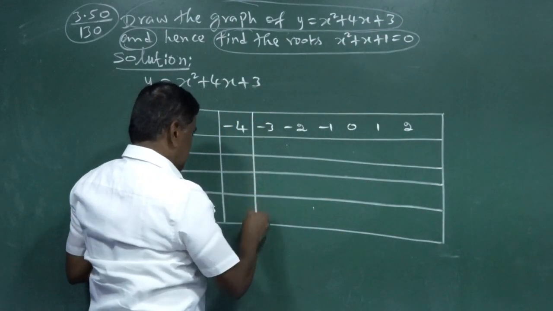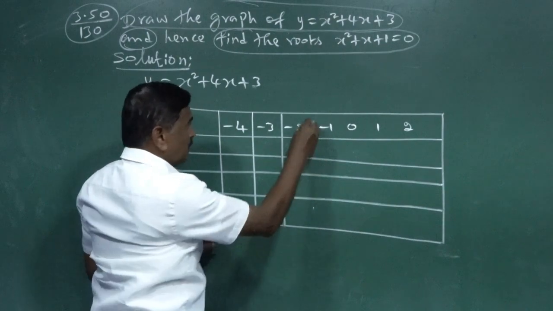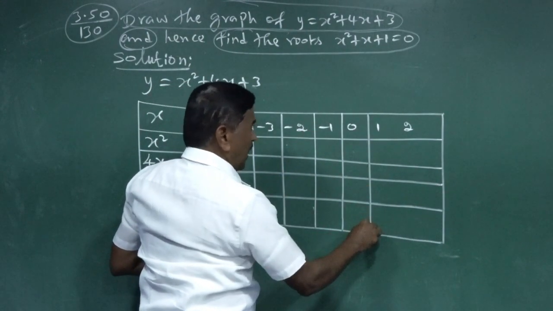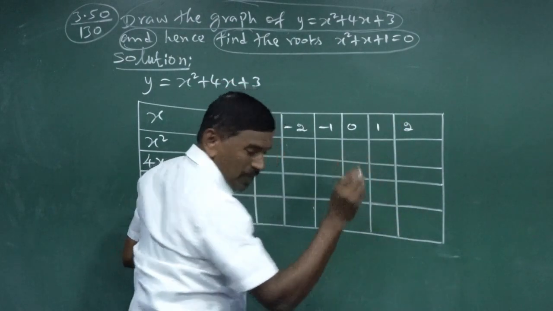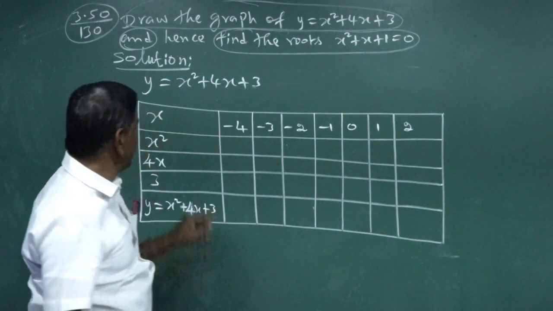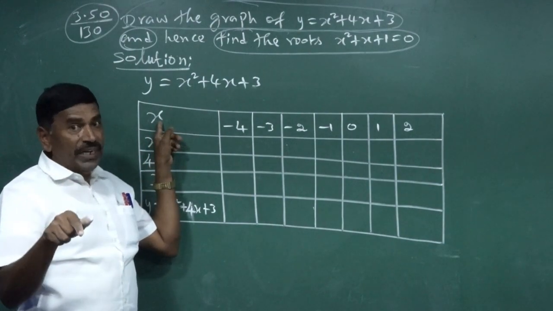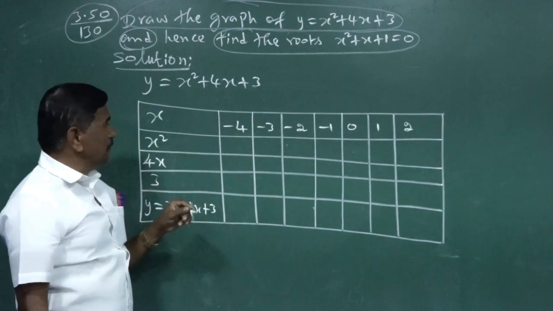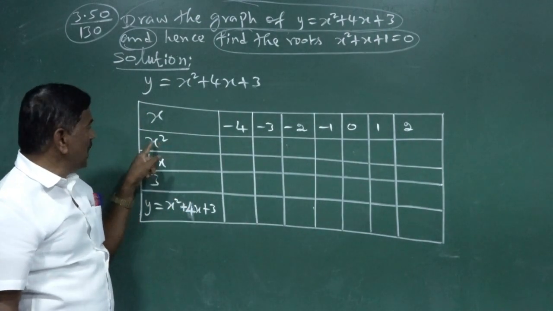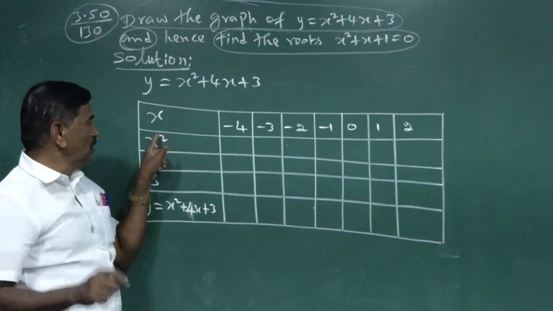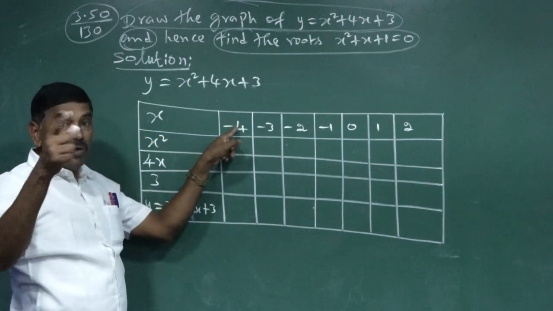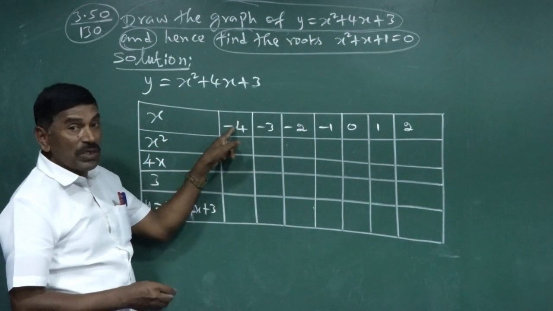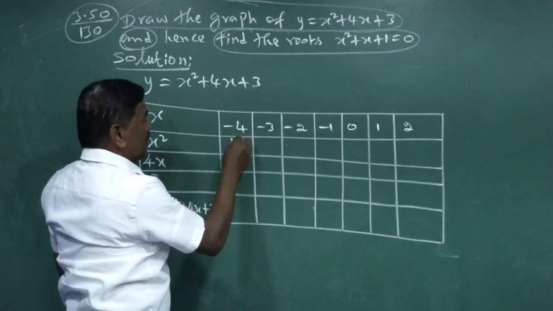Now draw the vertical lines. After this, we are ready. For our convenience we are taking x values from -4 to +2. Next, x square. Listen, a square always gives positive. X square means -4 the whole square. I told already, square gives always positive. So -4 the whole square is equal to 16.